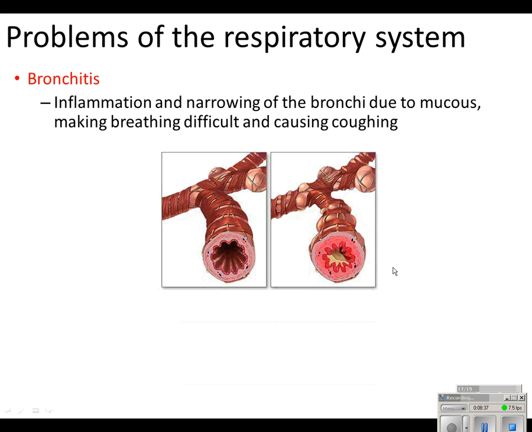Now, we can look at some problems in the respiratory system, and bronchitis is a common one. Now, itis stands for the inflammation of, and so you know the term bronchi now. It's inflammation of the bronchi tubes, and this is because there's a buildup of mucus that makes it really hard to breathe, and that causes coughing because it's a reflex to try and help us breathe. You can see this is a normal bronchi tube here, and this is one that has bronchitis, very swollen and inflamed with all that mucus inside.